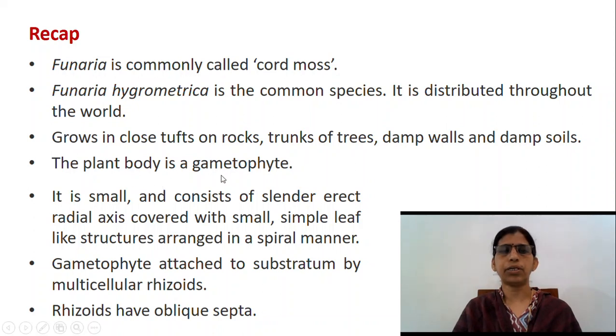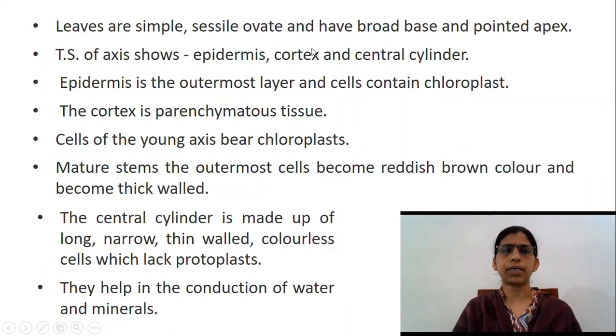The plant body is a gametophyte. It is small, 1 to 3 centimeter high, and consists of slender, erect, radial axis covered with small, simple, leaf-like structures arranged in a spiral manner. The gametophyte is attached to the substratum by means of multicellular rhizoids. They are characterized by the presence of oblique septa. The leaves are simple, sessile, ovate, and have broad membranous base and pointed apex.